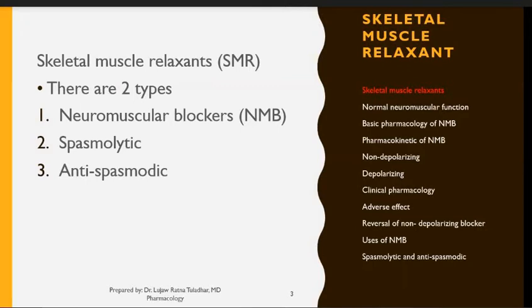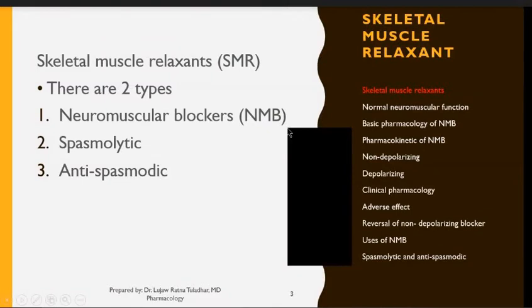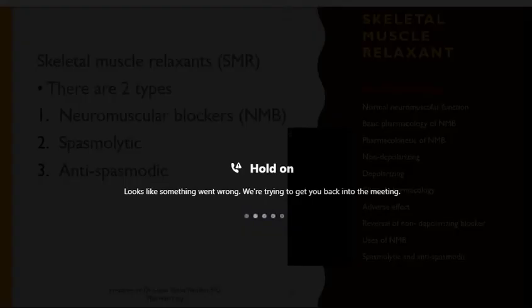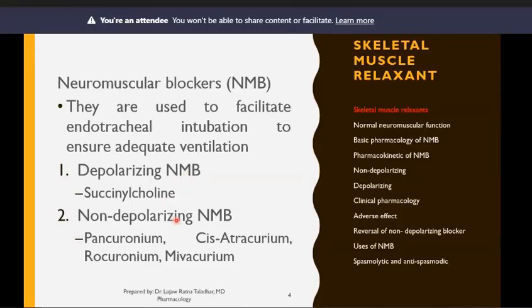Now on the right hand side of your slide, you can see different topics that are associated with skeletal muscle relaxants. Depolarizing, and the next one is non-depolarizing. Can anyone tell me what depolarization means? What happens in depolarization?